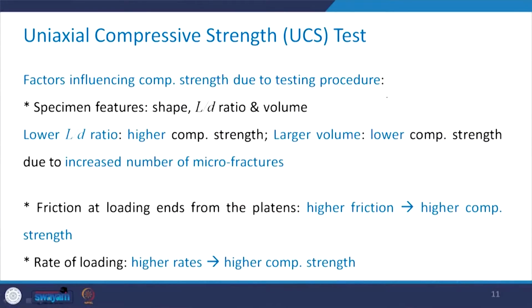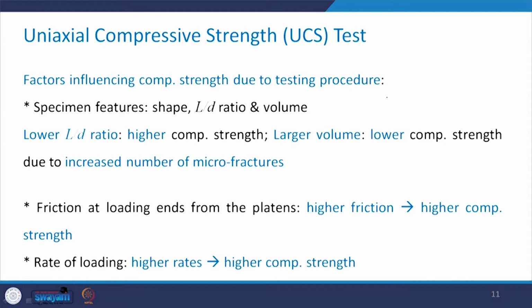Now, the compressive strength of a rock is greatly influenced by the mineralogical composition of the rock, its porosity, grain size, and the bond between grains. There are also various factors which influence the compressive strength because of the testing procedure. The first one is the specimen features. What is its shape? What is the L by D ratio? And what is its volume? A lower value of L by D ratio gives a higher compressive strength, and a larger volume gives a lower compressive strength. Now, what is the reason behind that?